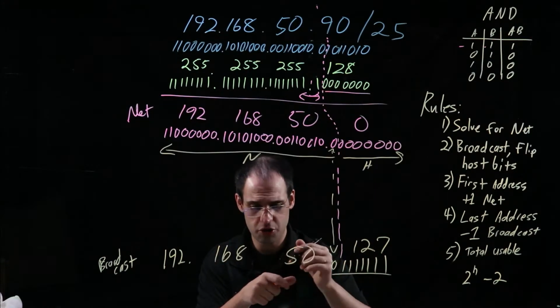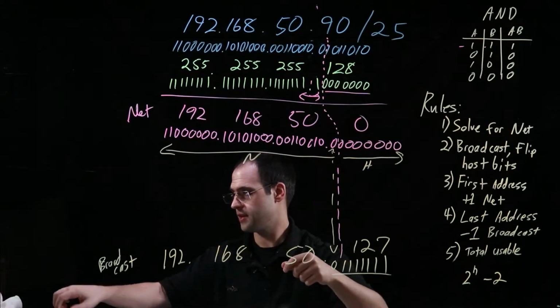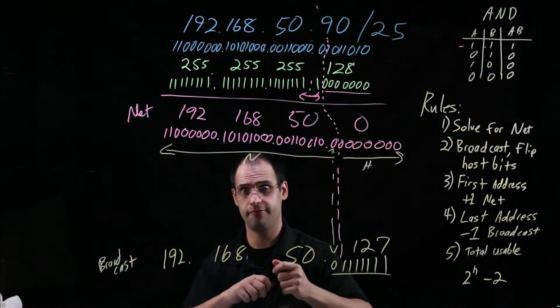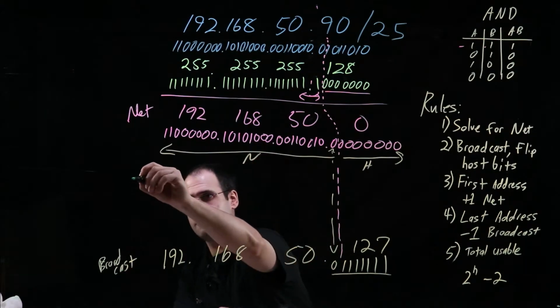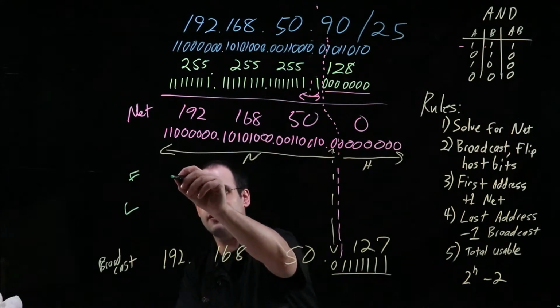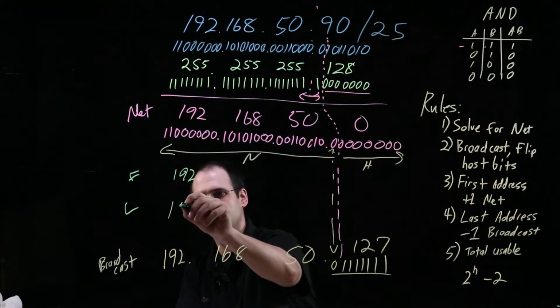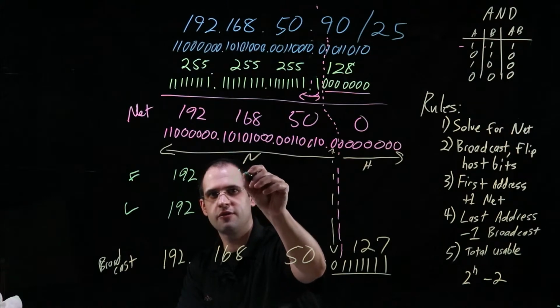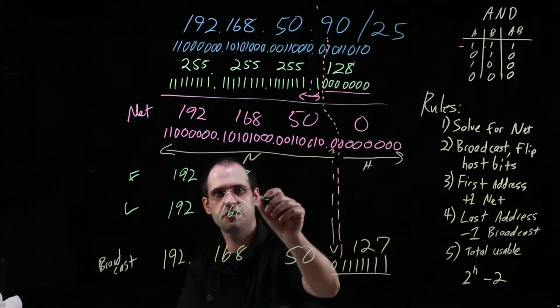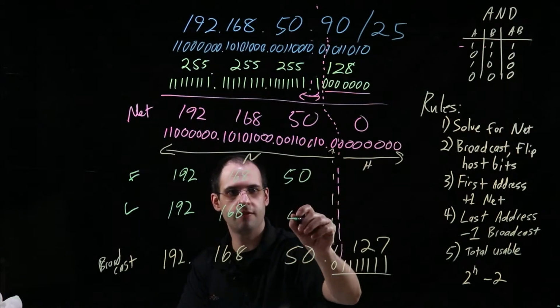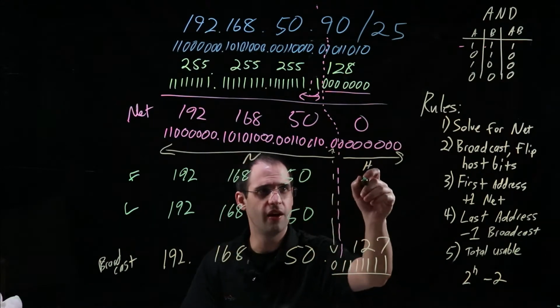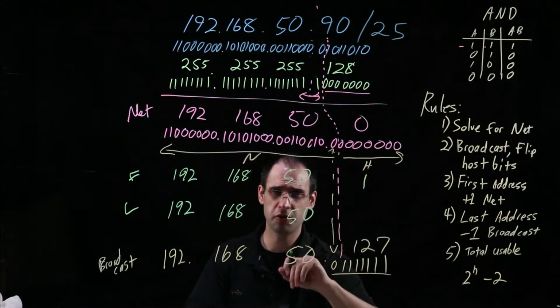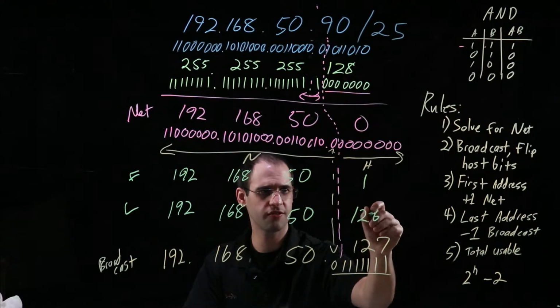So my new range of addresses is first, last: 192.168.50.1, but minus 127, that's 126.